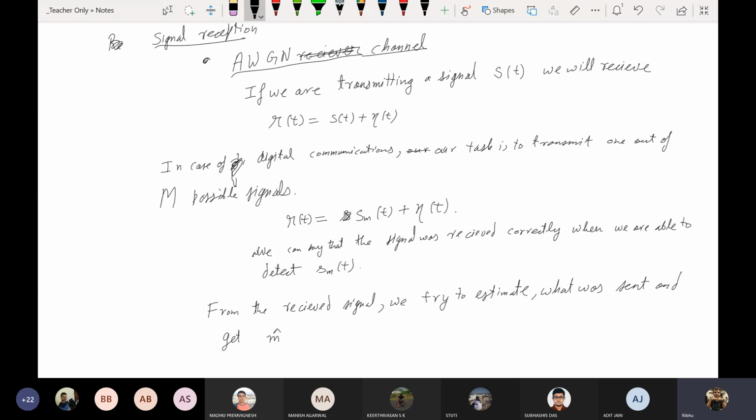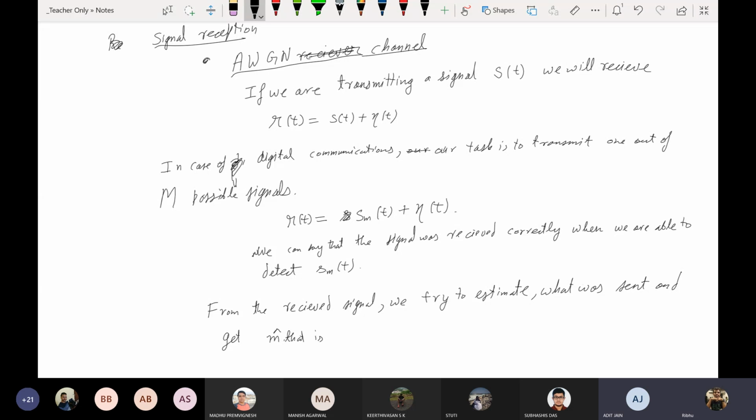Can you say that slightly louder? Yes, sir. So the message here is m. So we want to recover m hat, but the message is SMT, right? Oh, you have coded the m into SMT. Yes, yes, okay, sir, fine.